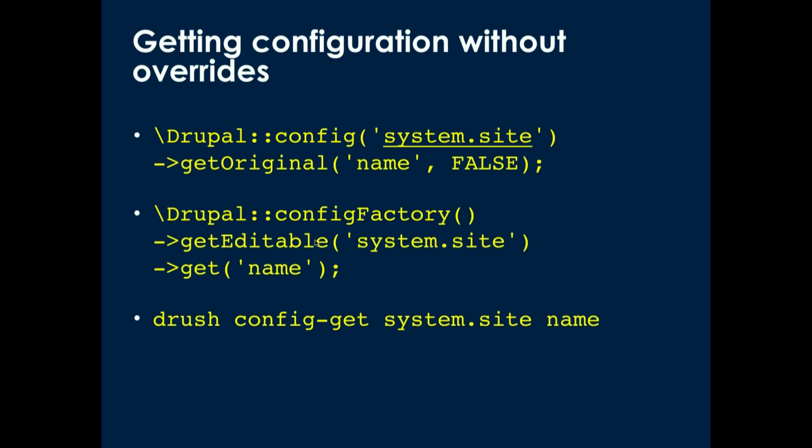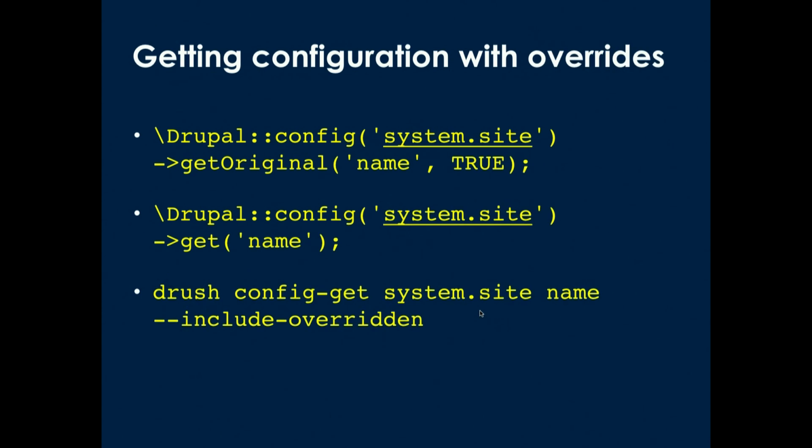And you can use drush. Again, that config get command that I did that gave the big long list. If you already know what your configuration is called, you can just refer to it directly in the command line. So in this case, we're getting the system site name. If you do want overrides, you can use the config service and just pass in true as the second argument, and that will give you the overridden value.